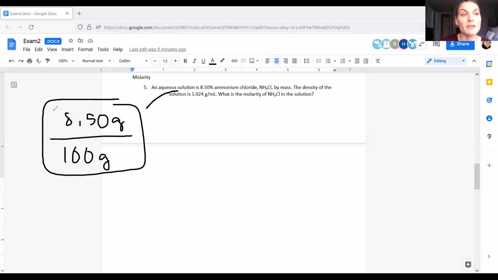We also are given the density. And when something is discussed with density, we're going to be thinking about it in terms of grams per mL. So it's telling us the density of the solution. Hold up one second.